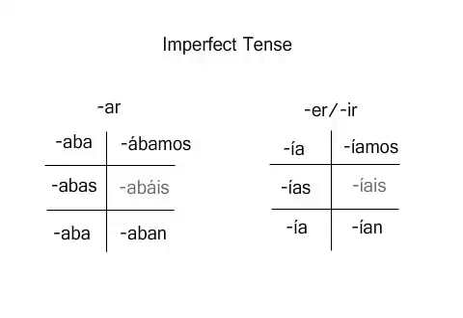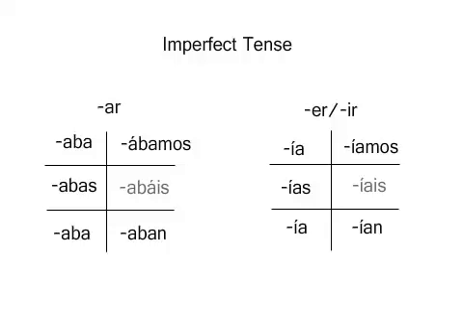And so one last time, here we have our regular endings. The AR endings, aba, abas, aba, abamos, abais, aban. Notice the identical endings here, aba and aba for the yo form and the el, ella, usted form. And ia, ias, ia, iamos, iais, ian. Again, we have the identical forms in first and third person here.